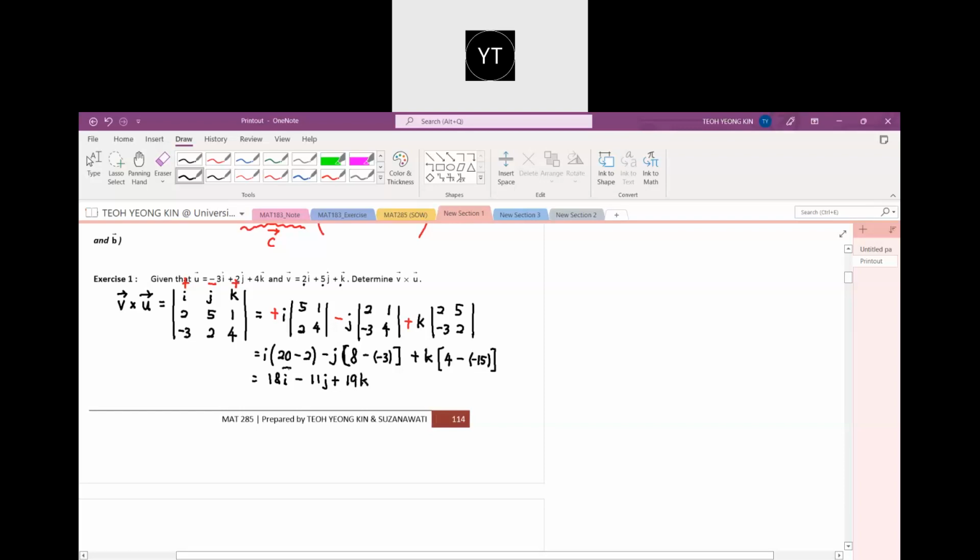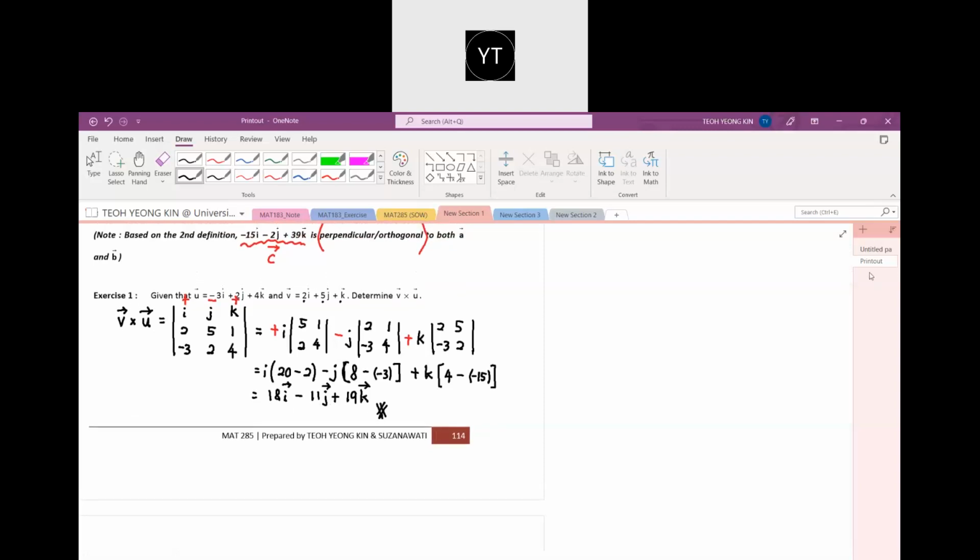So you can put an arrow above the i, j, and k. So here is the output for the cross product. And this vector is said to be perpendicular to vector v and vector u. Maksudnya vektor yang kita dapat ni dia adalah berserenjang ataupun orthogonal to vector v and vector u. This is the cross product. So ini cara kita cari cross product.